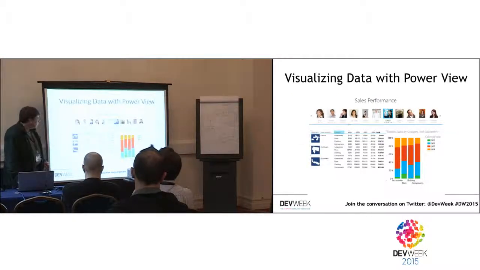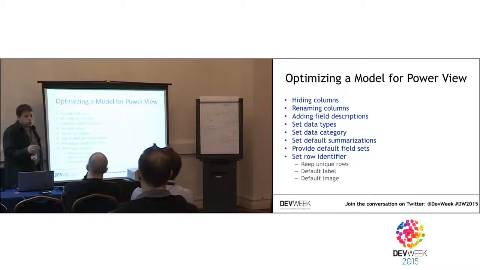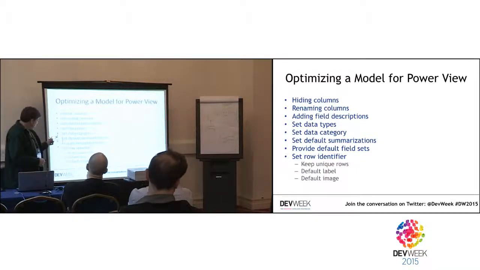And then some things you can do with Power View that will make your users happy: again, we talked about hiding columns and renaming columns, but you can also add field descriptions. If you go in your column, you can add a description, and when they hover over it in Power View, they'll see that description as a pop-up, which helps a lot. The data category is key. You want to set the data category here, and you also want to set the default summarization. There's one annoying thing I'll show you here in a minute that always comes up.